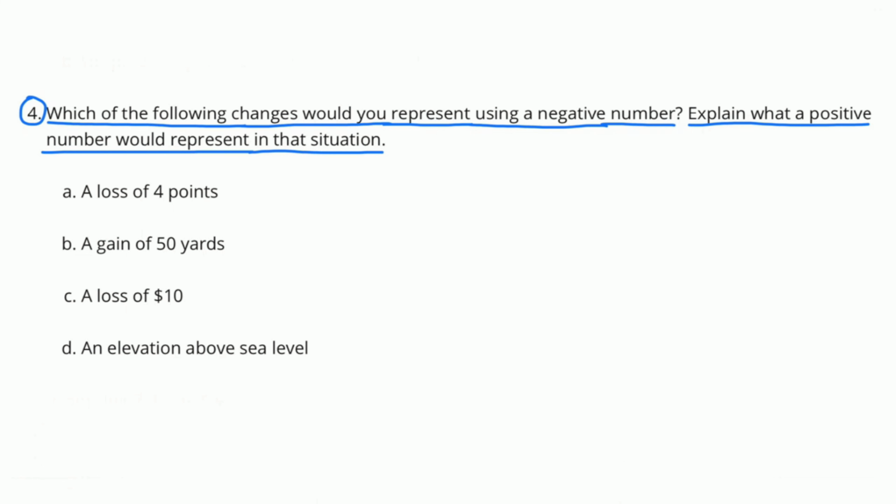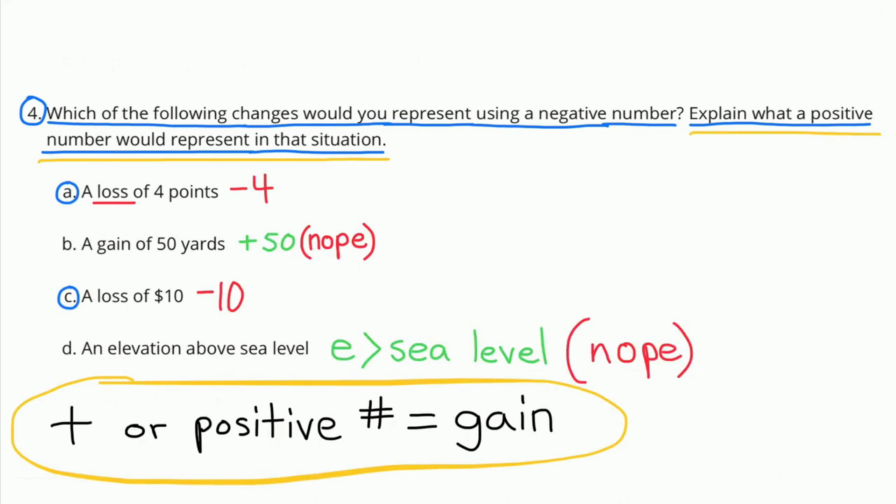Number 4. Which of the following changes would you represent using a negative number? Explain what a positive number would represent in that situation. A. A loss of 4 points. That would be represented by using a -4. C. A loss of $10. That would be represented by a -10 or a -$10. B and D are not represented using a negative number because they're talking about a gain of yards or above sea level. I wouldn't represent either of those with a negative number.